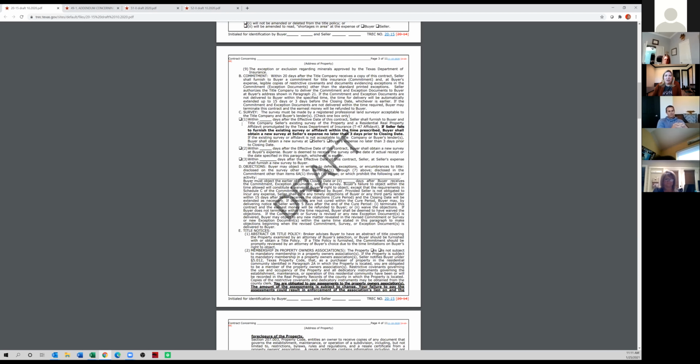You know, if for whatever reason they got all the way to a day before closing and they were just like, get me the heck out of here. I don't want to buy this house. 6D is what the attorneys are going to check very first on everything.